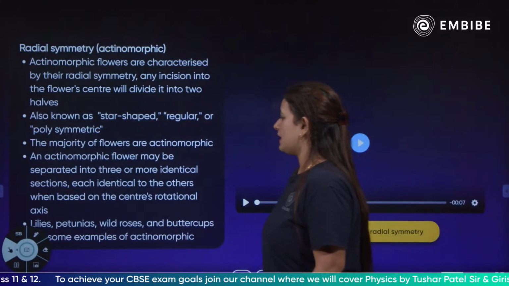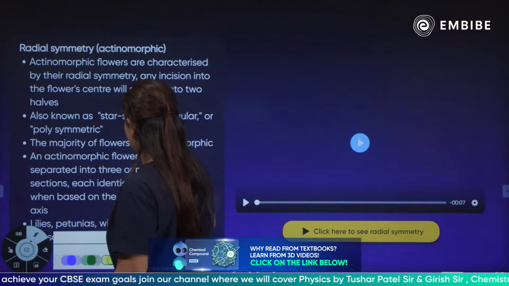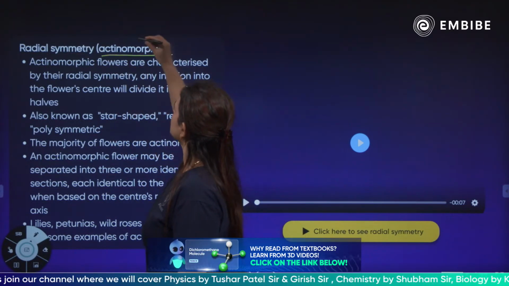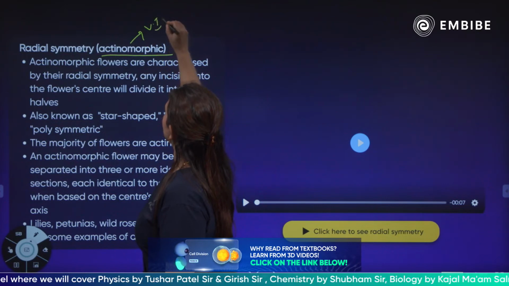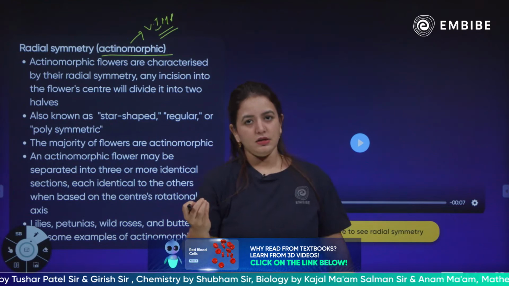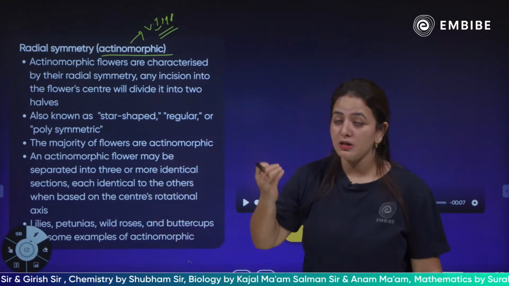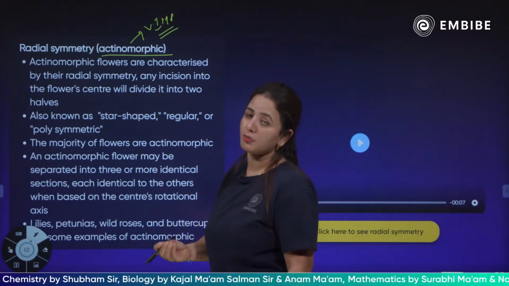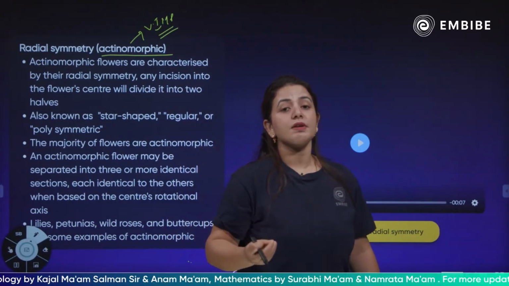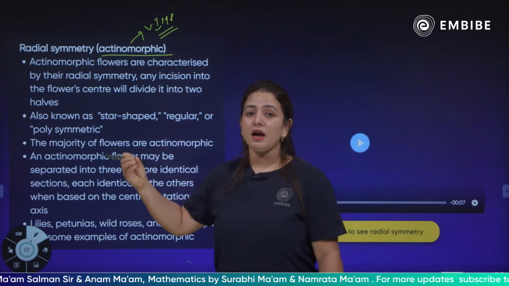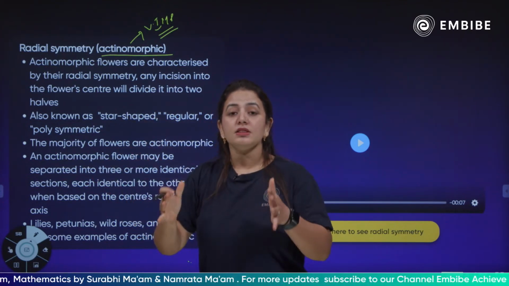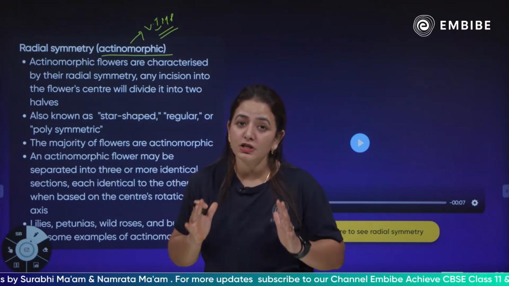What is radial symmetry? In general, children, radial symmetry, or actinomorphic, this term is very important because when we discuss the floral formula, this term will come again and again, because the floral formula is difficult to remember. This term is very important because when we are discussing a certain family, a family will possess a certain kind of symmetry. So this is also one of the most important features of a family.